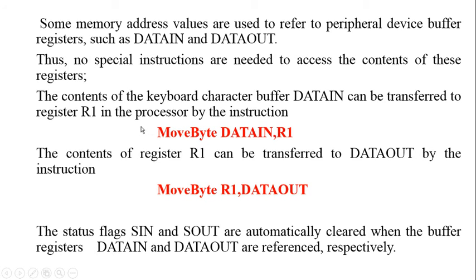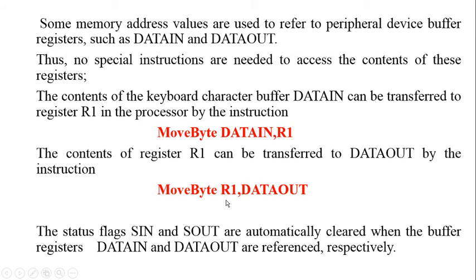Okay, so consider this one. The content of keyboard character buffer data in can be transferred to register R1 in the processor by the instruction Move byte data in, R1. What is the meaning? Transfer data from the data in register, which is an input register associated with the keyboard, to processor register R1.